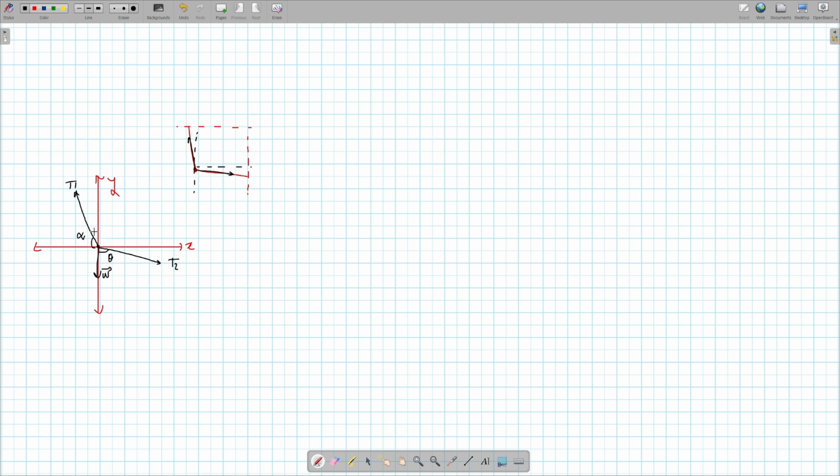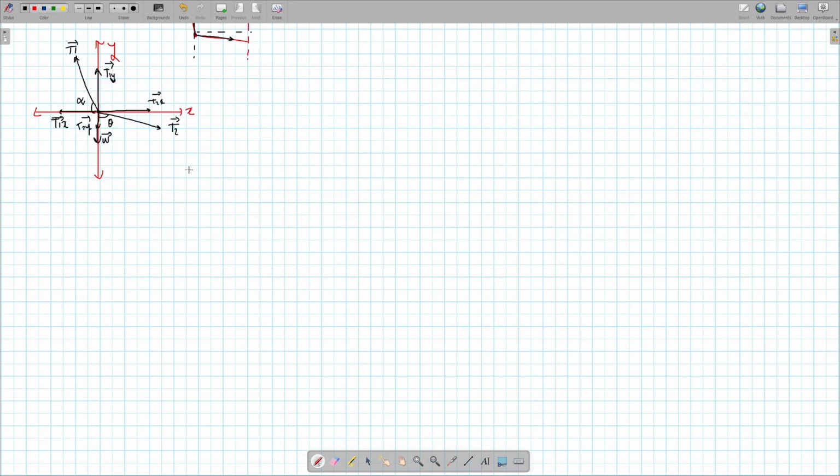Whenever you have an angled force, you resolve it into components: T1y, T1x. Arrows, arrows, arrows. This is just so you know in case it comes in the written exam. T2 has to have T2x and T2y. This is for case 2 of hanging.